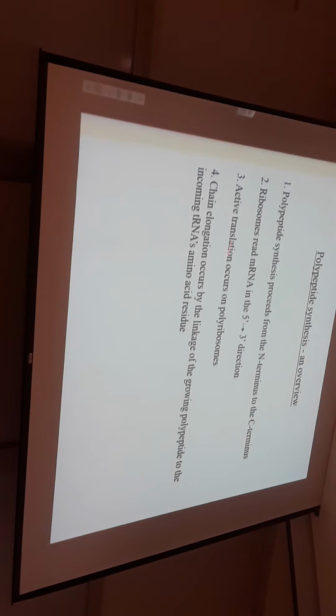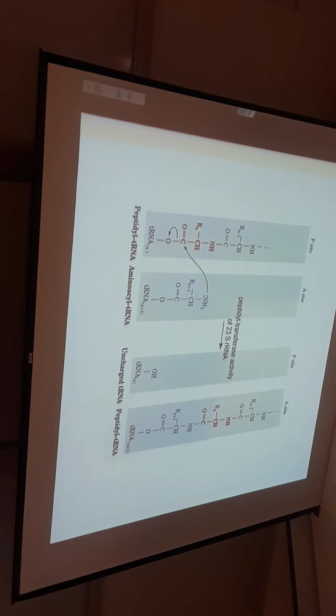I told you that chain elongation, if we bring a new amino acid building block to a nascent chain, occurs by the linkage of the growing polypeptide to the incoming tRNA's amino acid residue. This is a lengthy description of something that is actually quite simple, and is shown on the next slide. It shows that, first of all, we have several different sites in the ribosome that we can distinguish: the A site, the P site, and then an exit site or E site, which we will see on subsequent pictures.